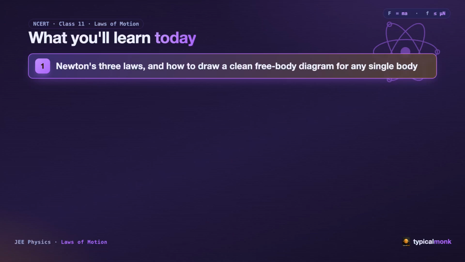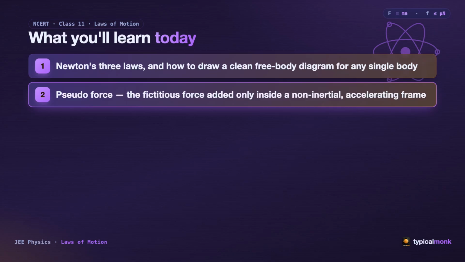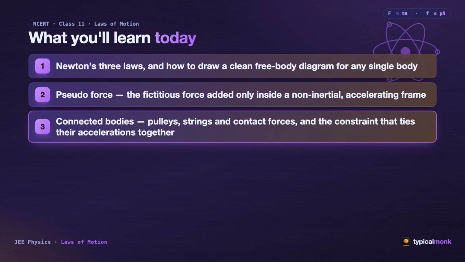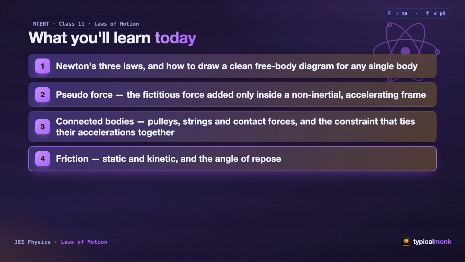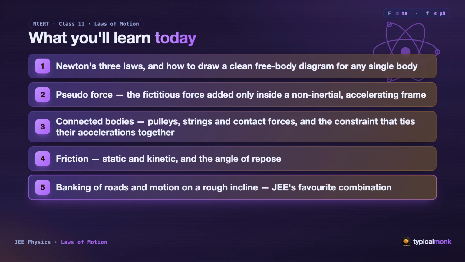So what will today's class give you? First, Newton's 3 laws and how to draw a clean free body diagram for any single body. Second, pseudo force, the fictitious force we add only inside an accelerating non-inertial frame. Third, connected bodies, pulleys, strings, and contact forces, and the constraint that ties their accelerations together. Fourth, friction, static and kinetic, and the angle of repose that tells you exactly when a block starts to slide. And fifth, banking of roads and motion on a rough incline, where all of today's ideas meet in one JEE-style problem. Ready? One idea at a time.